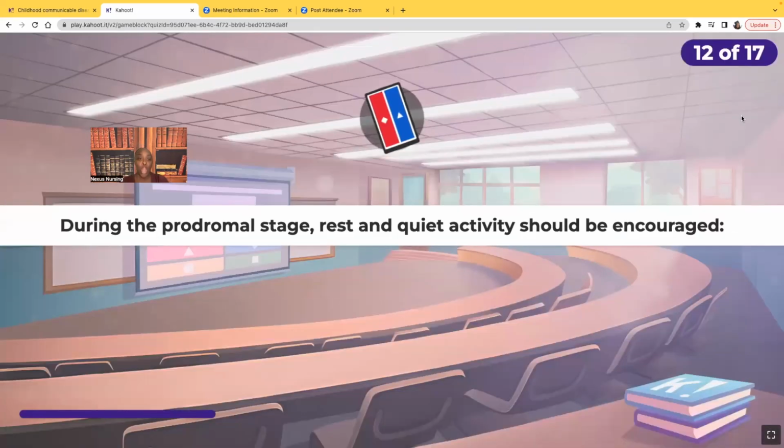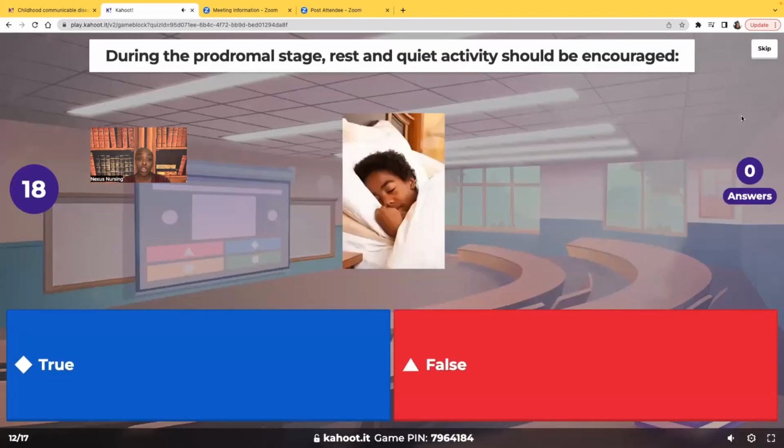True or false? During the prodromal stage, rest and quiet activity should be encouraged. Is that true or is that false?